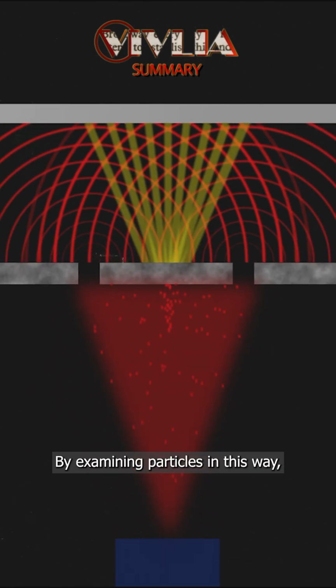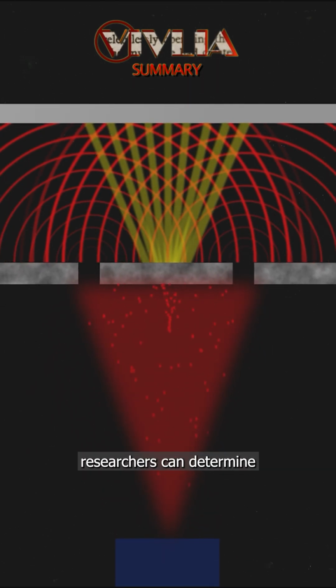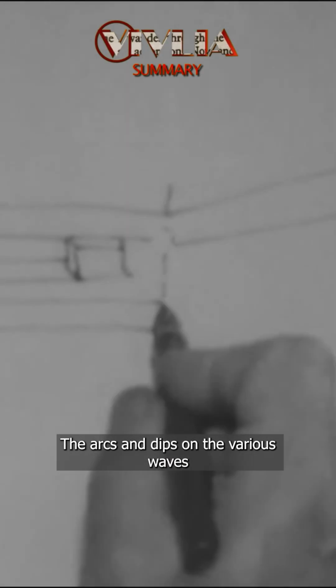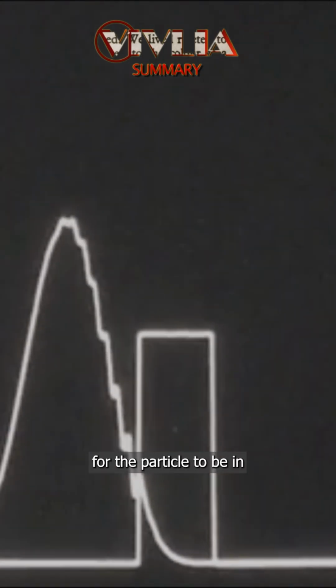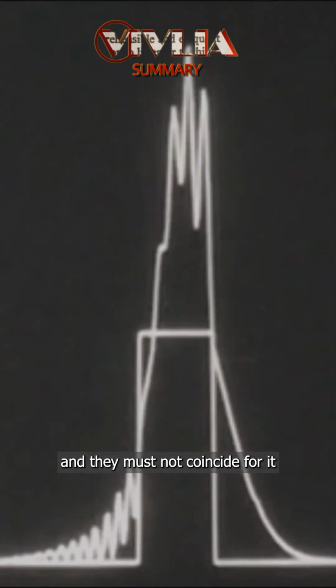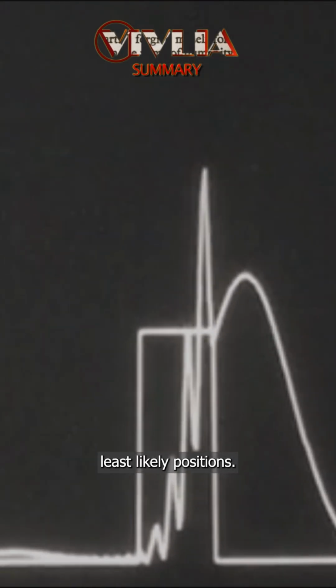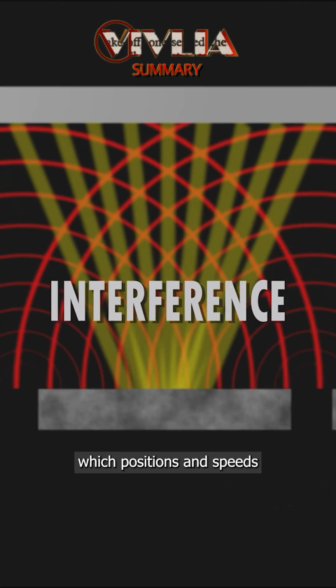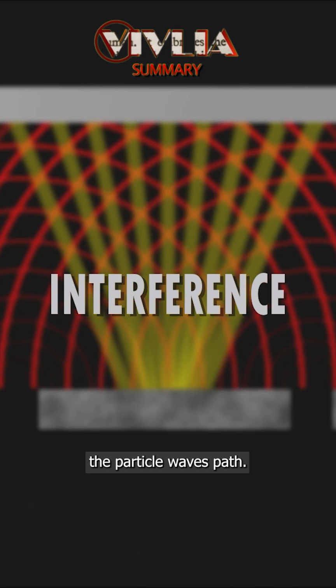By examining particles in this way, researchers can determine the particle's most likely location. The arcs and dips on the various waves must coincide for the particle to be in one of its most likely places, and they must not coincide for it to be in one of its least likely positions. This is called interference, and it shows which positions and speeds are most probable for the particle wave's path.